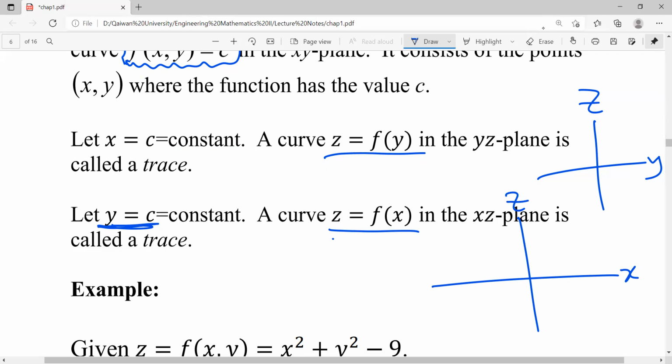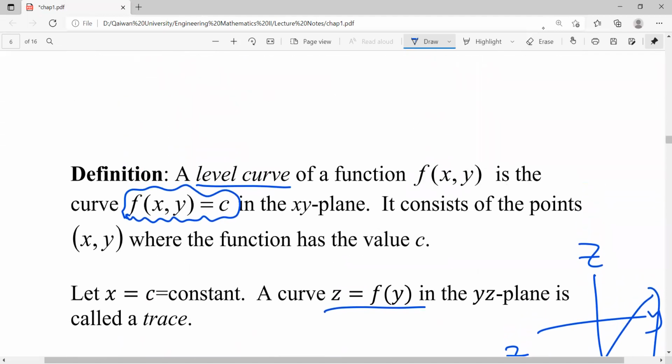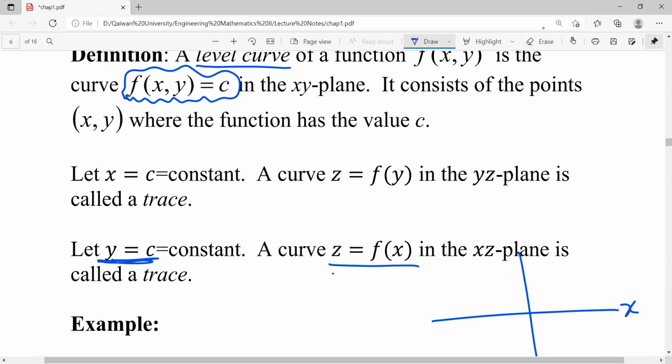It's the same. Only the coordinates are going to be changed. Z is always the vertical one. With both, z is the vertical one. But if you have only x and y, x is the horizontal and y is the vertical. That means for traces, z is the vertical one, but for the level curve, y is the vertical axis.